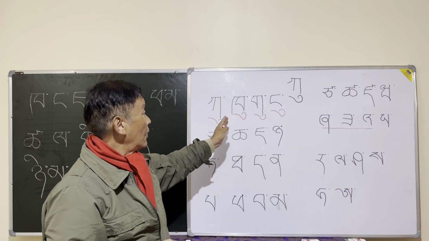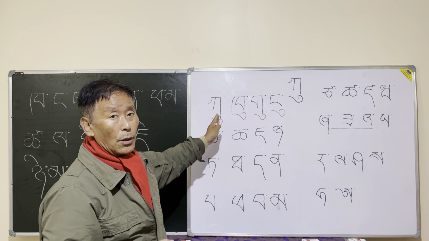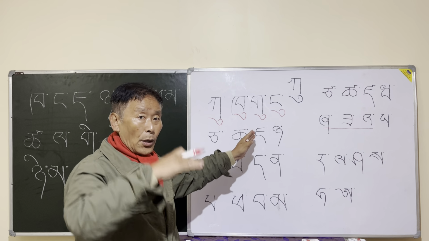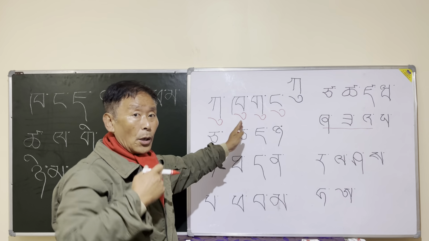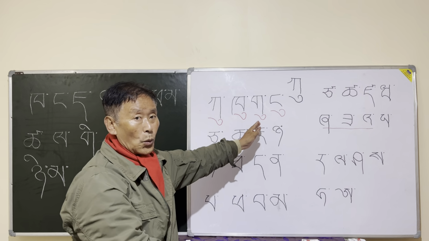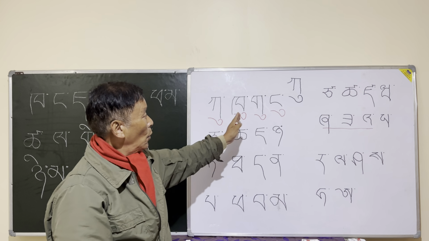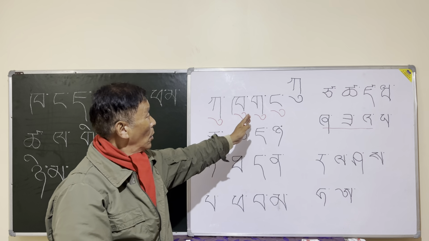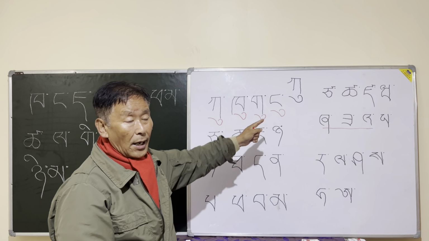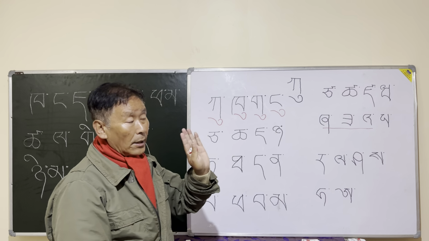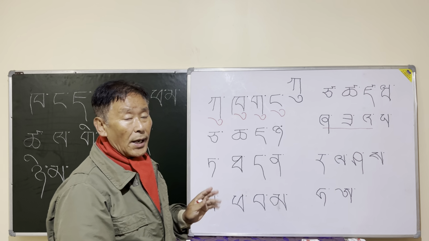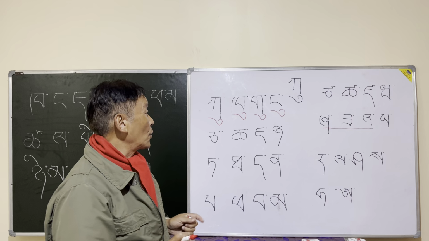So the difference is ku, ku, gu. Ku, ku, gu. Nga shabju ngu.